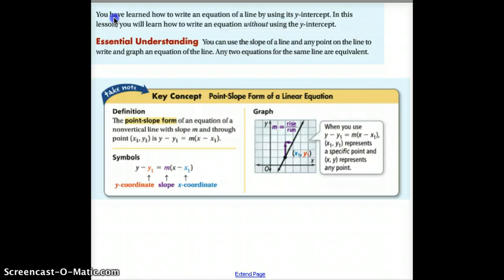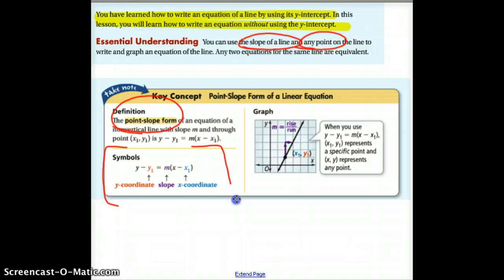Starting at the top, you have learned how to write an equation of a line by using its y-intercept. Remember where the graph touches the y-axis. In this lesson, you will learn how to write an equation without the y-intercept. So another way we can write a line is when we know the slope and we know any point on the line. That is called our point slope form. This is going to be your important formula of this lesson. This is what you're going to want to know.